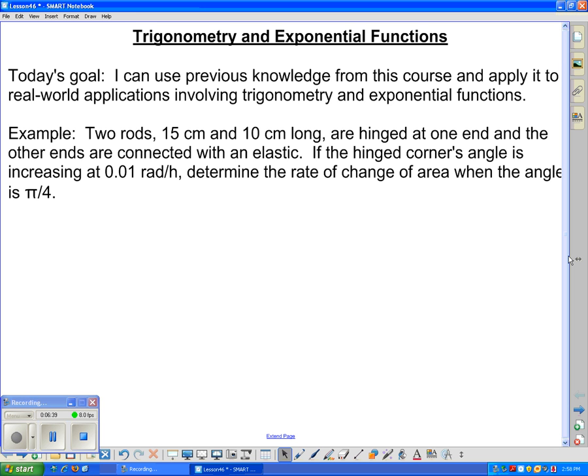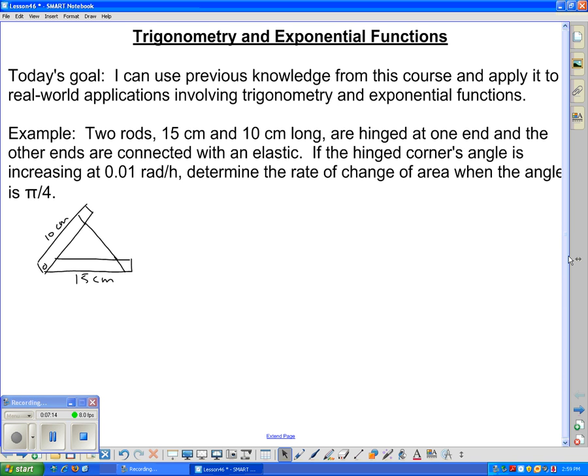Two rods, 15 centimeters and 10 centimeters long, are hinged at one end, and the other ends are connected with an elastic. So what we have going on here is a hinged end and a hinged end. This one's behind, and we have some form of elastic wrapped around the end of it. And let's make this one 15 centimeters, this one 10 centimeters.